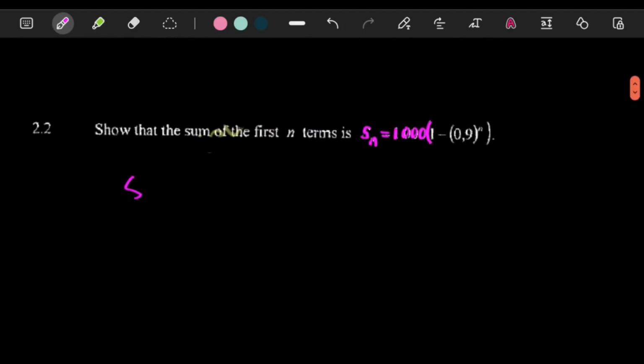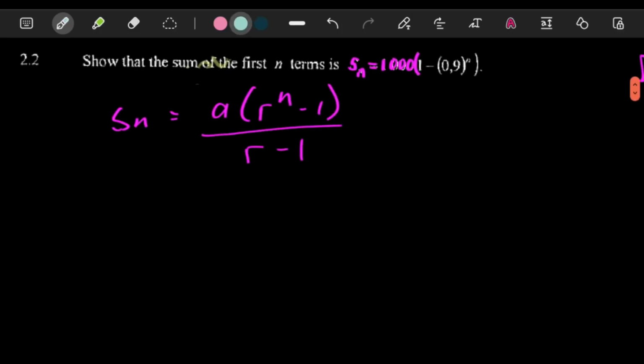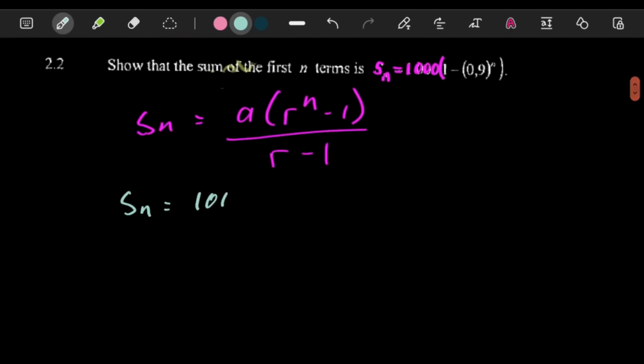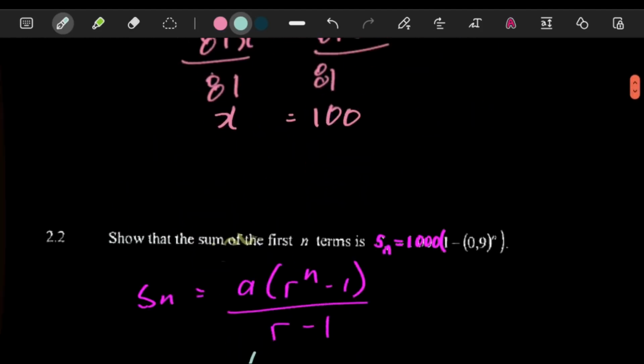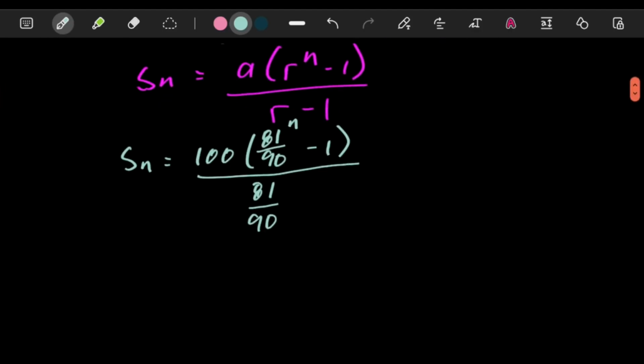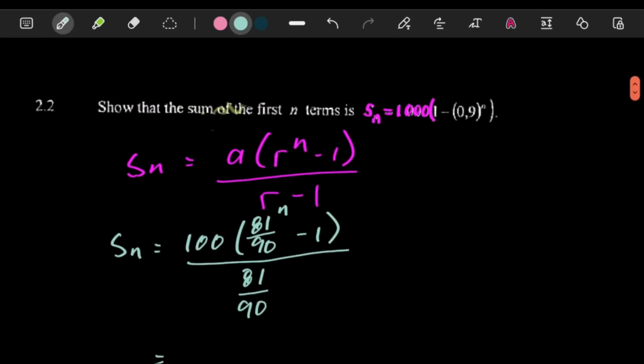If it's a geometric series, remember Sn is a times r to the n minus 1, the whole thing over r minus 1. A here is 100, so Sn is 100 times, what is r? 81 divided by 90, 81 divided by 90, and n is just n. I'm wondering where this 0 point something is coming from.